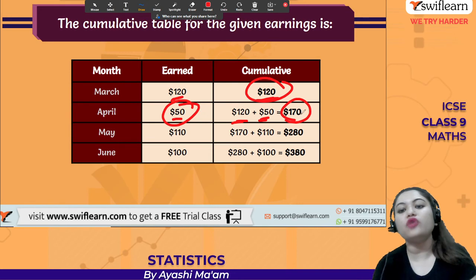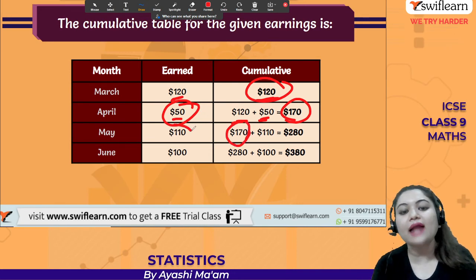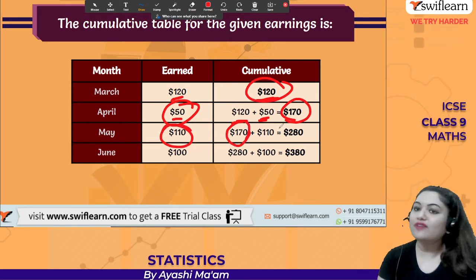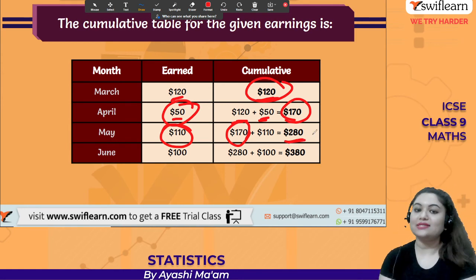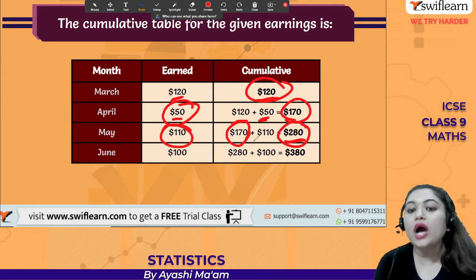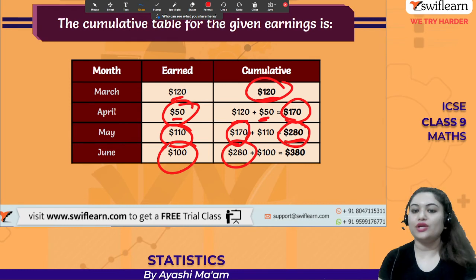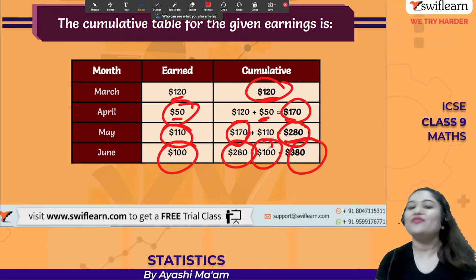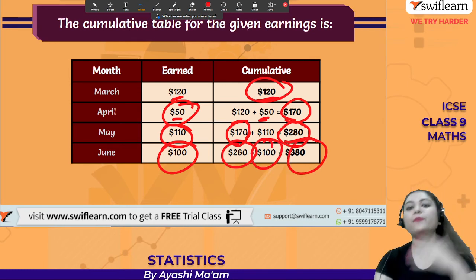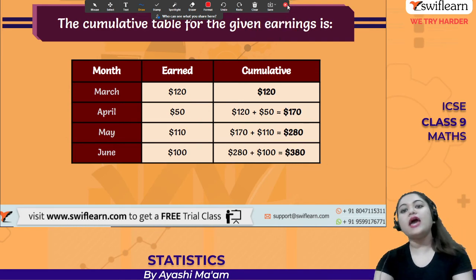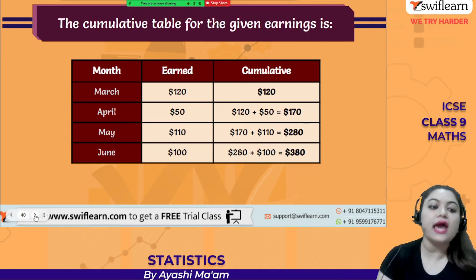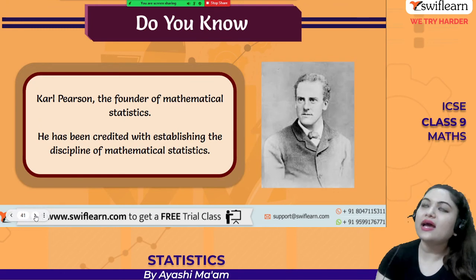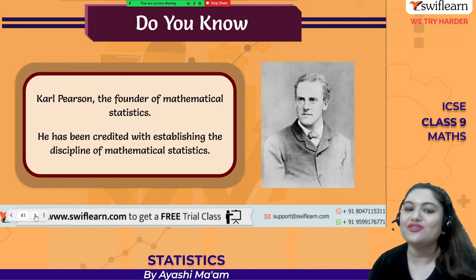For the next one, what will you do? Take this 170 and add this 110 also. So 170 plus 110, 280. For the next one, what will you do? 280 plus this $100. So 280 plus 100, $380. ठीक है? तो जो भी आपका past का जो भी frequency है और जो current आपका जो frequency है, उन दोनों को आपको ऐड कर देना है, बस आपको मिल जाएगा cumulative frequency.